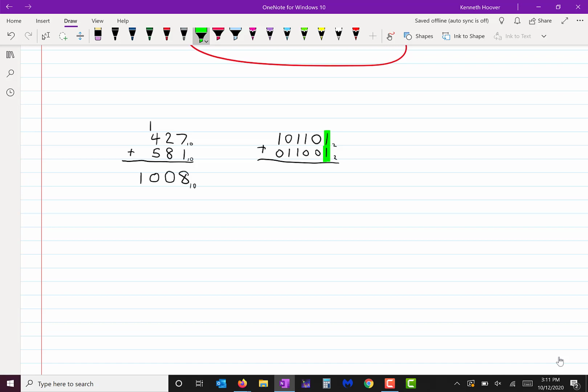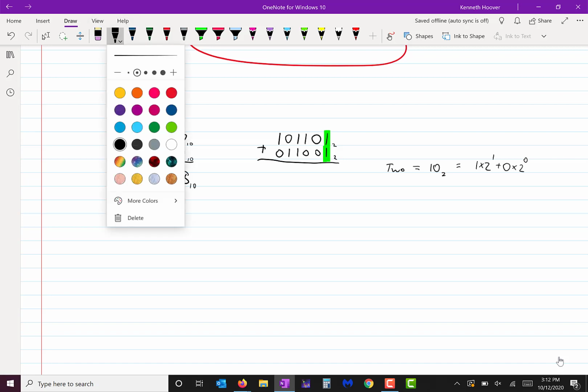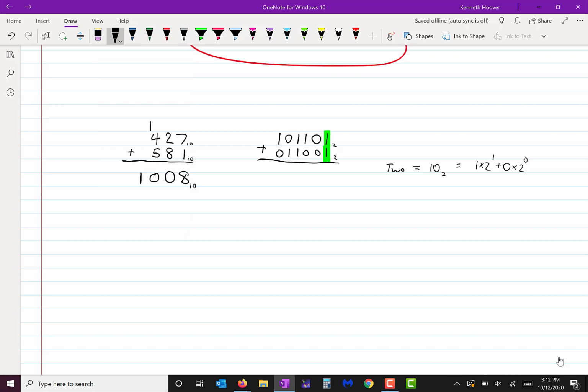Now, in the binary system, 2 looks like this. That's 2. In the binary system, it is 1 times 2 to the 1 plus 0 times 2 to the 0. Okay? So, I add 1 plus 1 and I get 10. I'm sorry, that's not right. I add 1 plus 1 and I get 2. How do I write that? With a 0 here, and then I carry the 1.